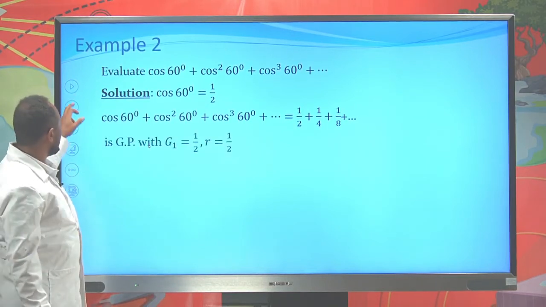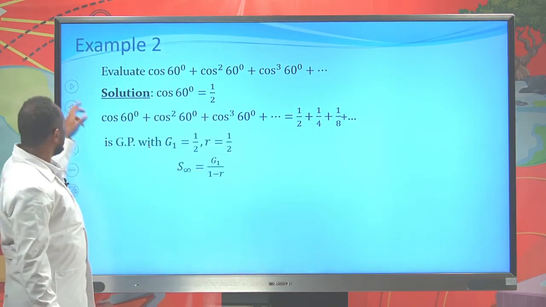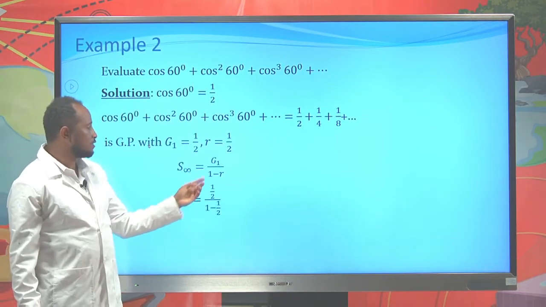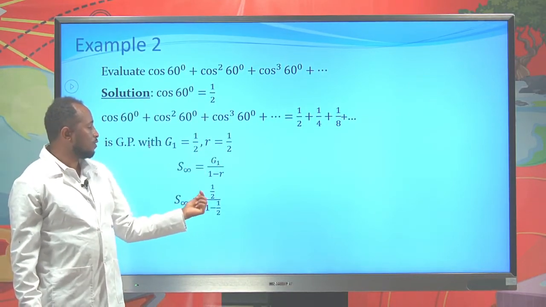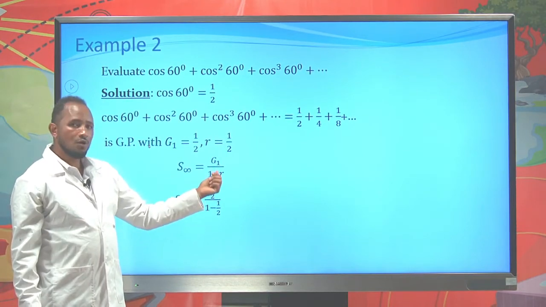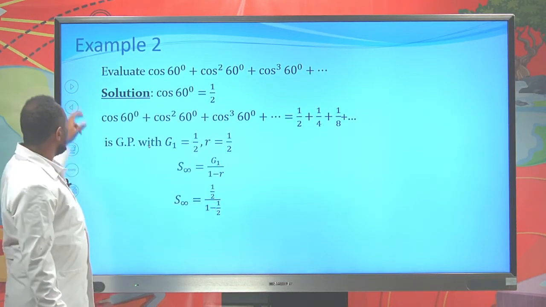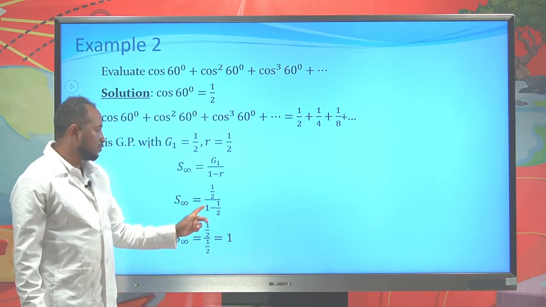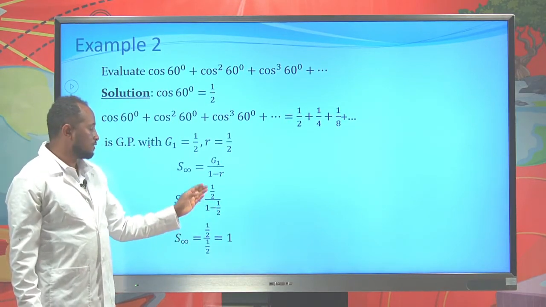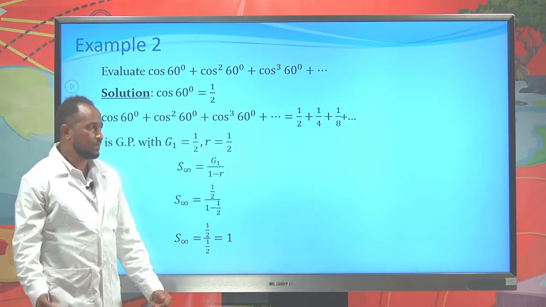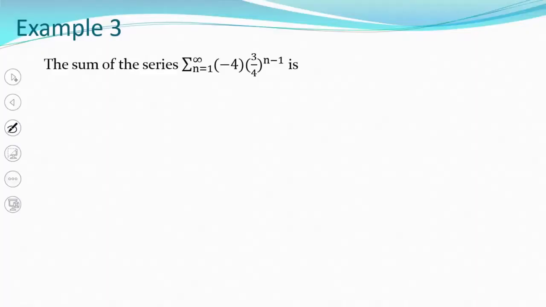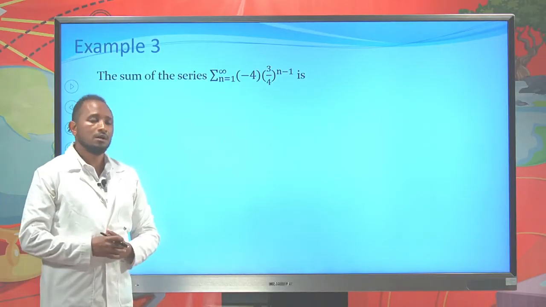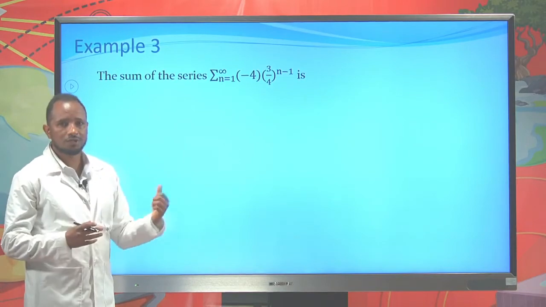Applying this formula, S infinite is equal to the first term, 1 over 2, over 1 minus the common ratio, 1 over 2. Simplifying this, 1 minus 1 over 2 is 1 over 2. When you take the ratio, you get 1. This is the answer. Now let's continue to the third example. The third example is this one. Find the sum of the series, or the sum of this is equal to how much. So let's try to find this.